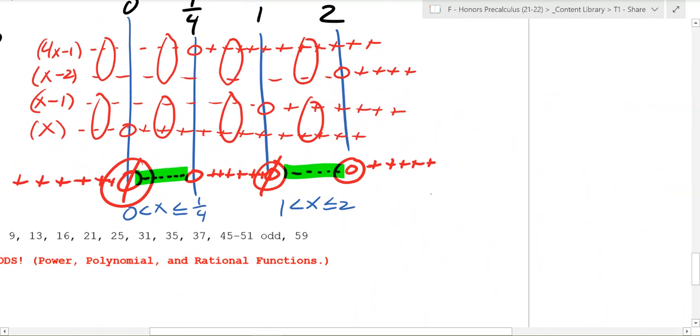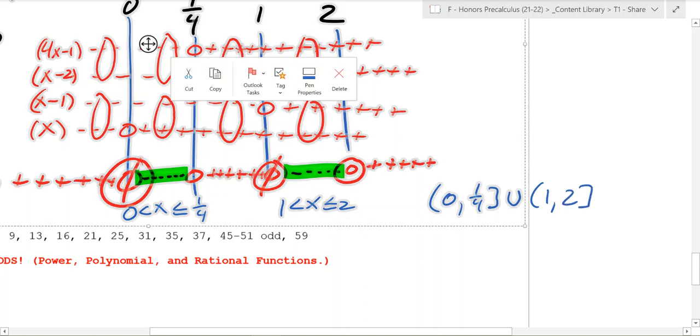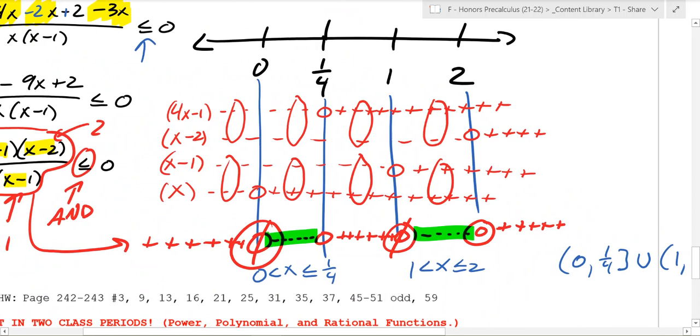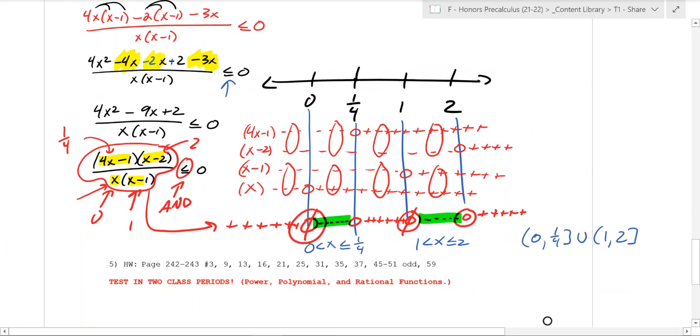So what would that be in interval notation? 0 all the way up to 1/4 inclusive, union, not including 1 all the way to 2 closed. This just takes practice, but do it out carefully. Think about it logically.